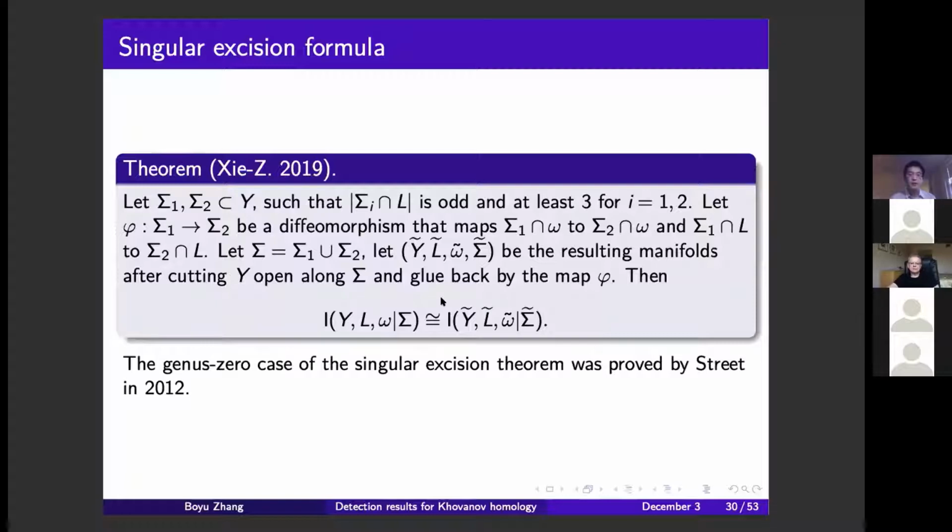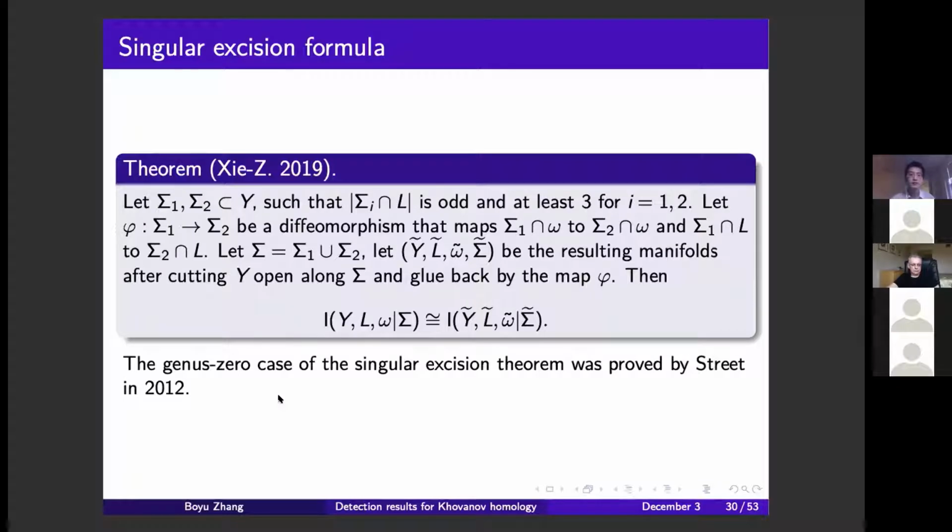So the first ingredient in the proof of our main theorems is that we obtained a singular version of the excision formula for instanton Floer homology, where we concluded that if we have two surfaces, but in this case the two surfaces are allowed to intersect the link. And in this case, if we cut open the three manifold along the two surfaces and then glue them back, we still have an isomorphism that tells us that the instanton Floer homology associated with sigma before the surgery is isomorphic to the corresponding group after the surgery.